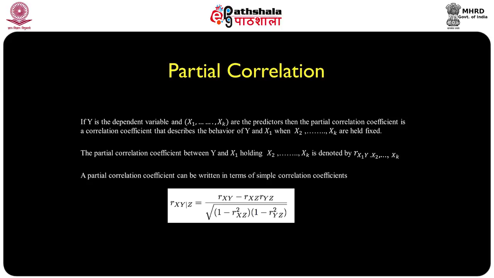Suppose we have three variables in our dataset where y is our response and x and z are the two predictor variables, then the partial correlation coefficient can also be written in terms of simple correlation coefficients given by the formula r_xy given z equals (r_xy minus r_xz times r_yz) divided by the square root of (1 minus r squared xz) times (1 minus r squared yz).